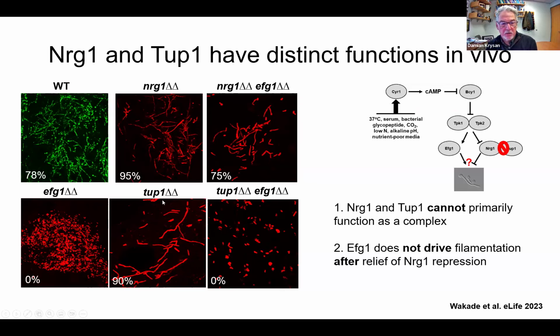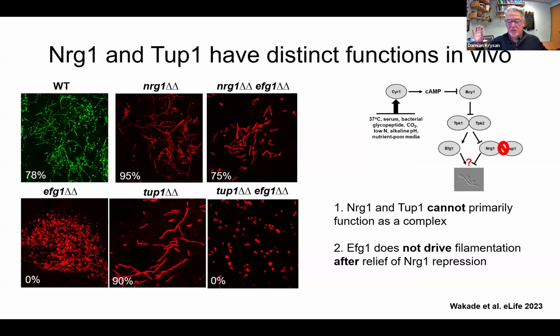Whereas when we knock out EFG1 in the TUP1 background, we only form yeast. And so what this means is that NRG1 and TUP1 cannot primarily function as a complex during filamentation. TUP1 does not have a DNA binding domain and is dependent on another factor for its function as a transcriptional regulator.